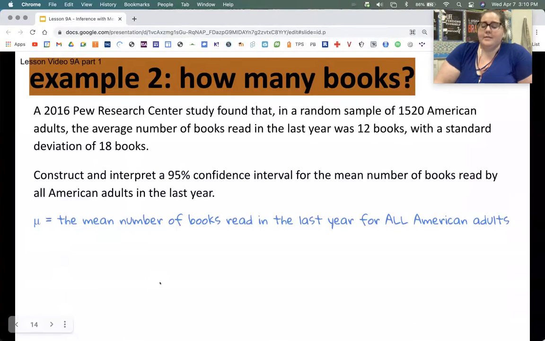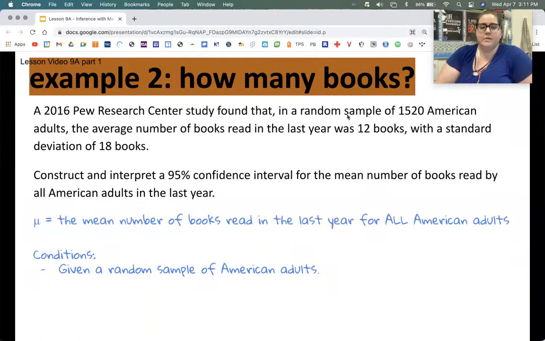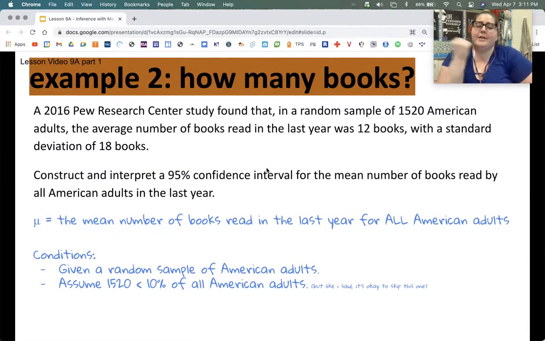Our second step is to check conditions. Our first condition: do we have a random or representative sample? We were told it is a random sample of adults, so I'm going to say given a random sample of American adults. Our second, the 10% condition, still applies. It's okay to check it, you don't necessarily have to. I'll just say assume 1520 is less than 10% of all American adults. Like I said, it's okay to skip this one. You won't get counted off for it, but it is there.